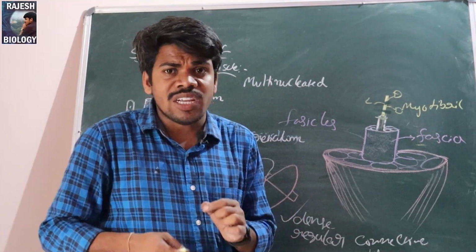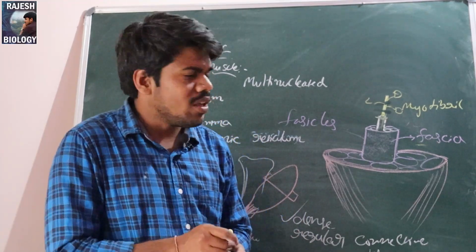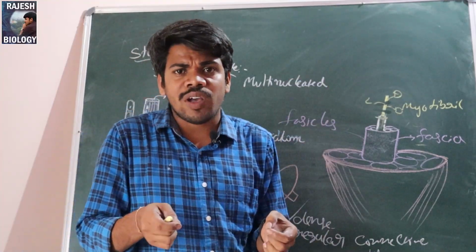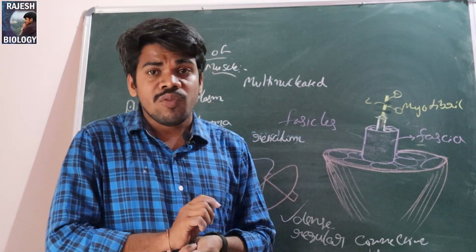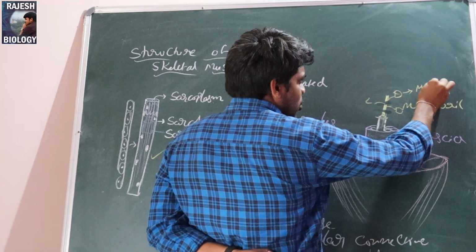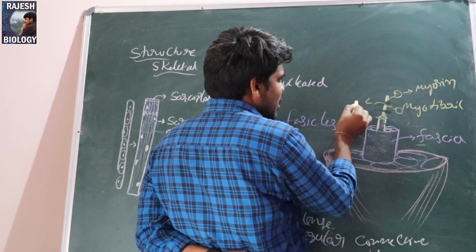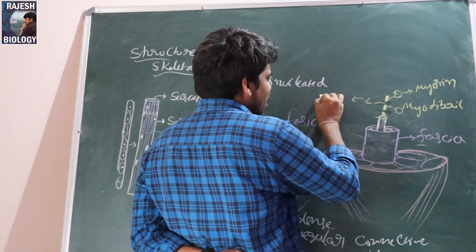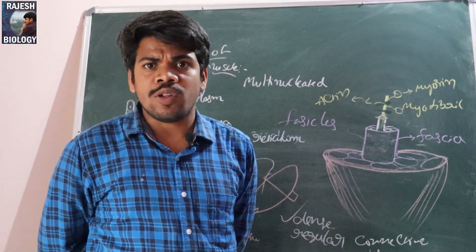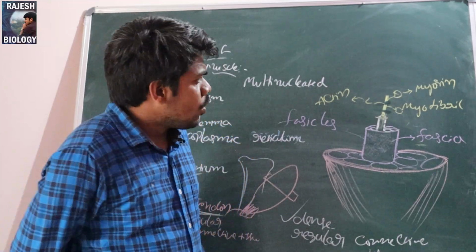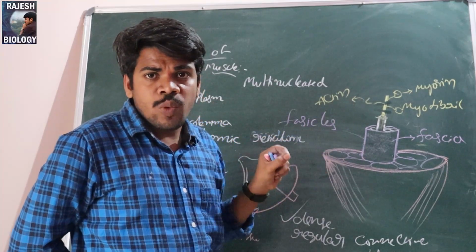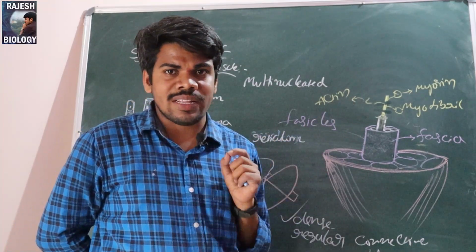If we take this myofibril out of the muscle fiber and observe it under the electron microscope, we can see that the dark band is because of the protein myosin, and the light band is the protein actin. So thin actin and thick myosin are alternately arranged on the myofibril. That's why they give a striated appearance.